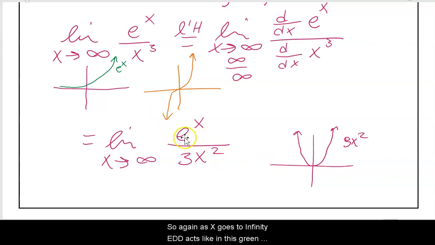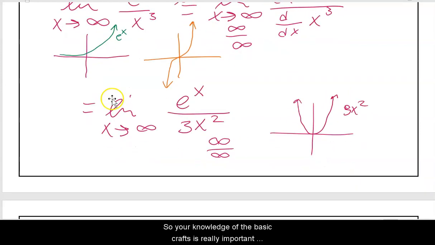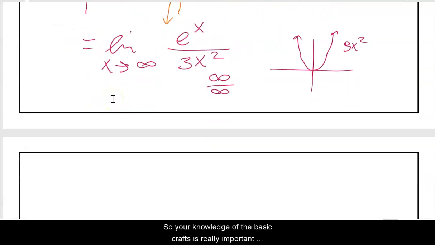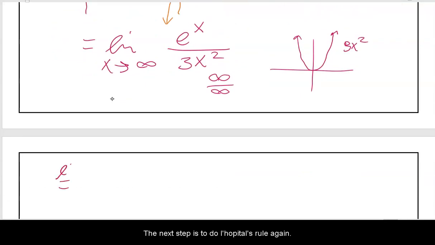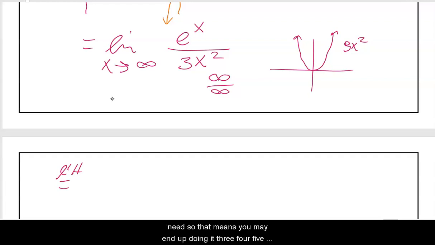So again, as x goes to infinity, e to the x, like in this green graph here, is going to go to infinity. 3x squared, as x goes to the right, goes to infinity. So yeah, you got it. We have infinity over infinity again. So your knowledge of the basic graphs is really important in solving these. So the next step is to do L'Hopital's rule again. L'Hopital's rule can be applied as many times as you need. So that means you may end up doing it 3, 4, 5 times. It doesn't matter. You can just keep doing it.